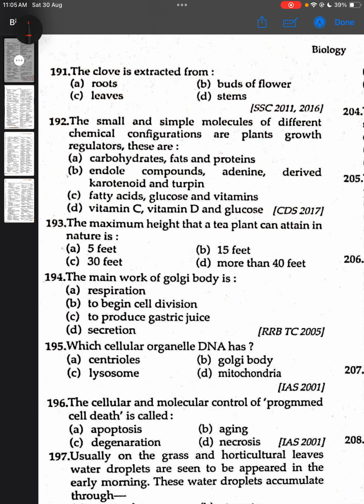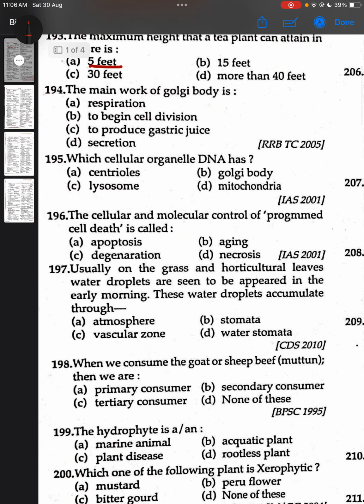The clove is extracted from buds of flower. The small and simple molecules of different chemical configuration are plant growth regulators. These are indole compound, adenine derived, carotenoid and terpene. The maximum height that a tea plant can attain in nature is 5 feet. The main work of Golgi body is secretion.